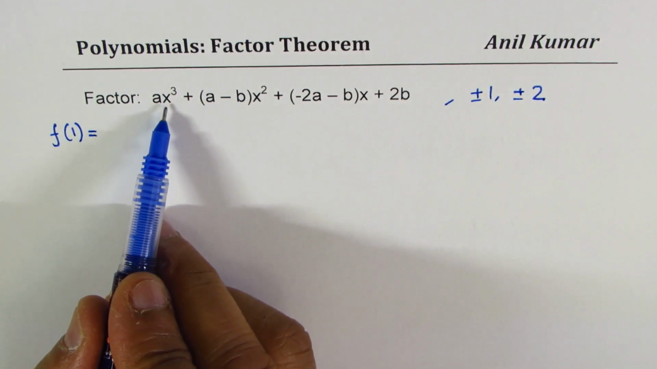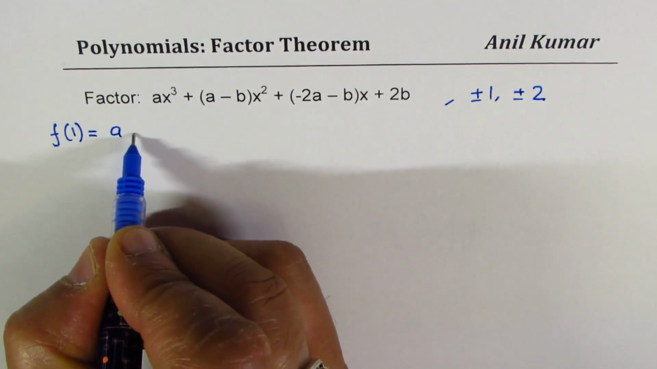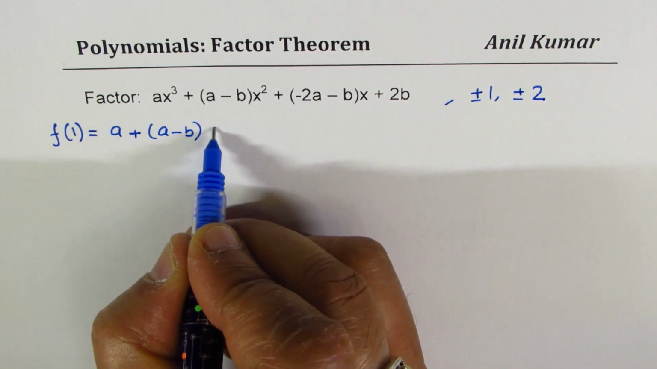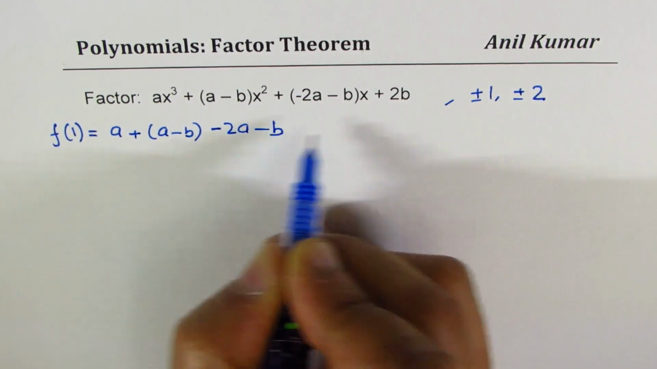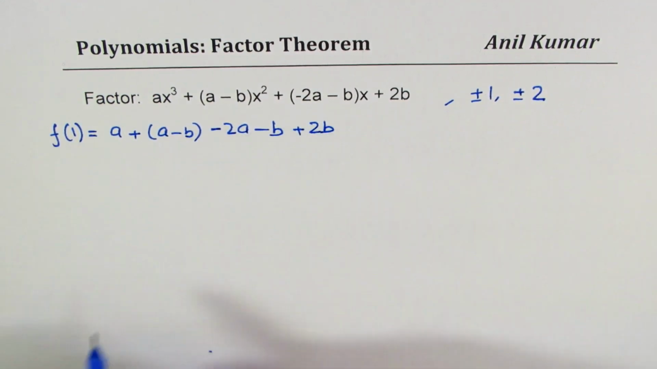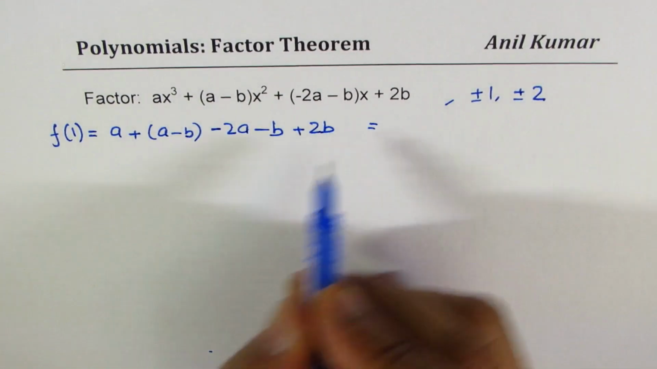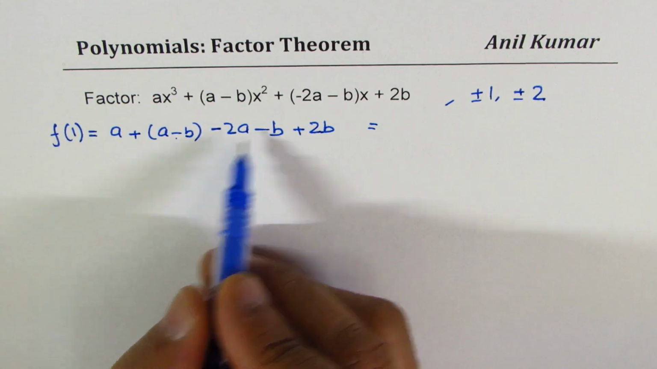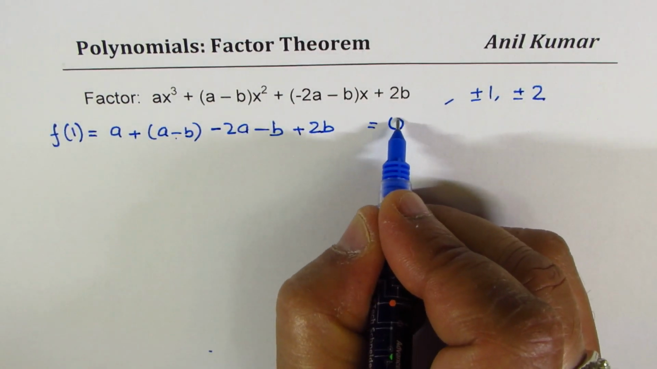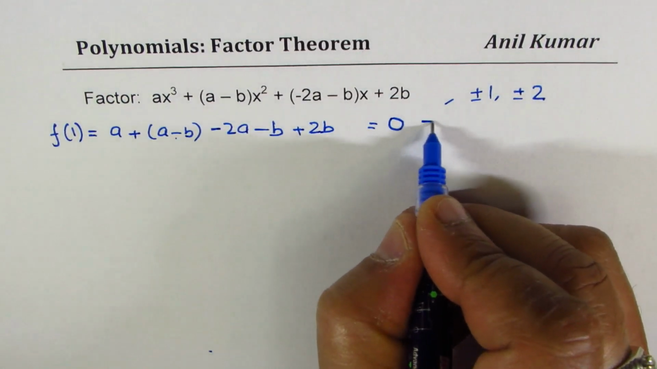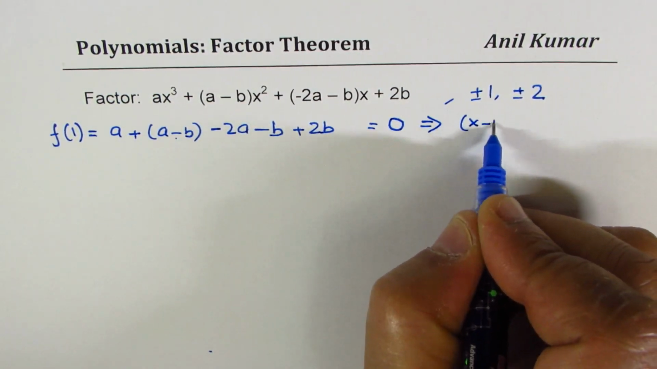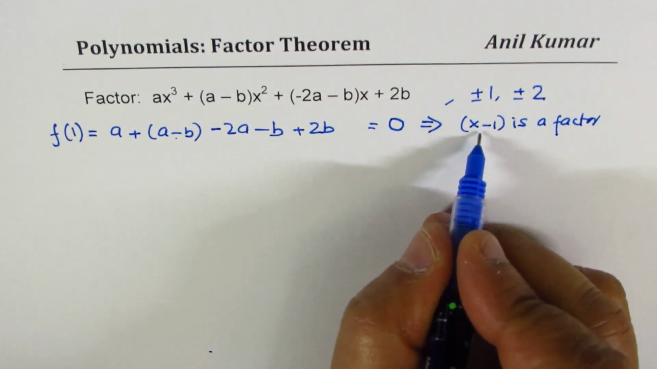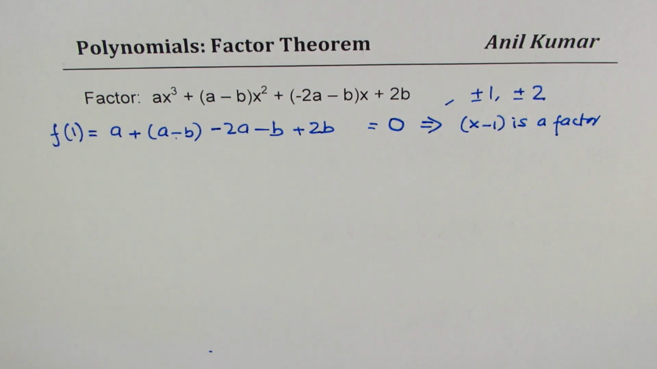If I write 1 for x, then I get a plus a minus b, and let's open this bracket. So we get minus 2a minus b, and here we get plus 2b. That gives us a plus a is 2a, 2a minus 2a is 0, minus b plus 2b minus... and that is also 0. So that gives you 0. That means x minus 1 is a factor, correct? If the remainder is 0, we know it leads to a factor.